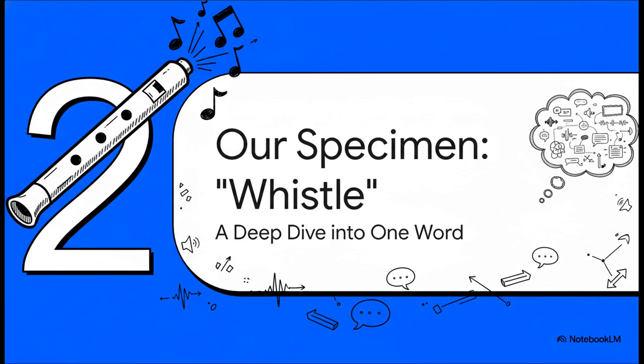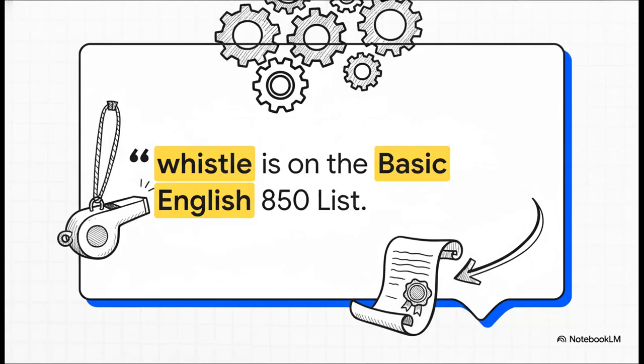The word we're going to dissect? It's a simple one you definitely know, whistle. Let's see how Basic English puts this one little word to work. And just so we're clear, this is official. According to the Simple English Wiktionary, whistle made the cut. It is on that exclusive 850-word list. So how exactly does Basic English define it?